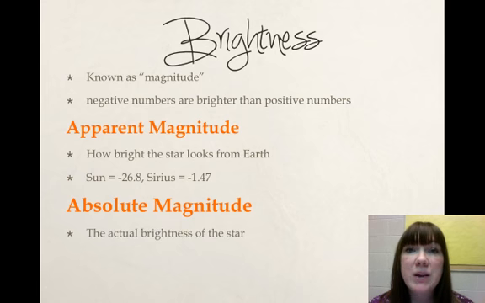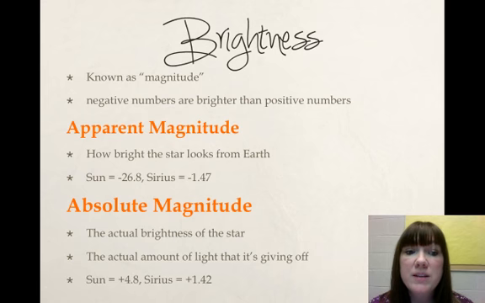Absolute magnitude is the actual brightness of the star, or how much light it's actually giving off. So the sun's absolute magnitude is positive 4.8, and Sirius's absolute magnitude is positive 1.42. So the amount of light that they actually give off, you can see that the sun does not give off as much light as Sirius. Even though it appears so much brighter, the apparent magnitude is so much greater, but that's because it's so close to us.